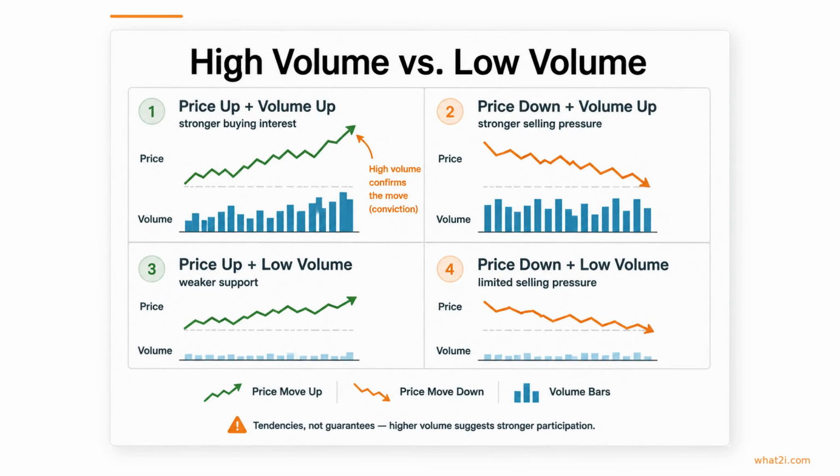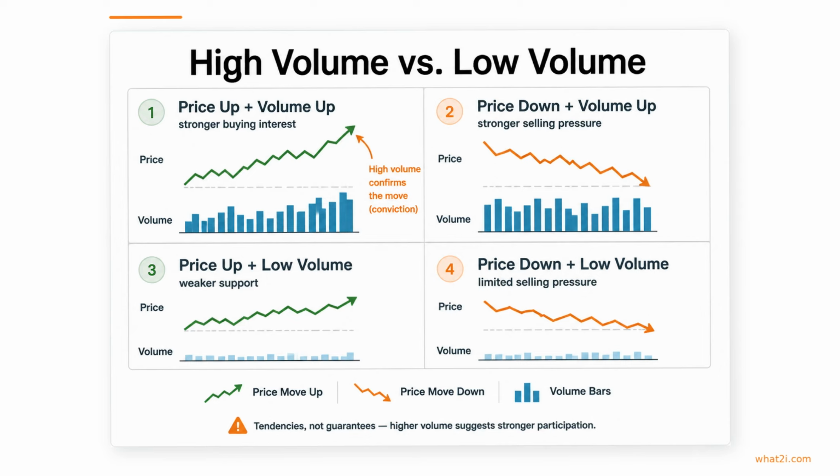The same price move can mean something different depending on the volume behind it. If price rises and volume rises too, that often suggests stronger buying interest and broader participation. If price falls while volume increases, that can point to stronger selling pressure. A rise on low volume may still continue, but it has weaker support because fewer traders are involved. A decline on low volume may signal only limited selling pressure rather than widespread conviction. These are tendencies, not guarantees, but they help you interpret the quality of a move rather than just its direction.